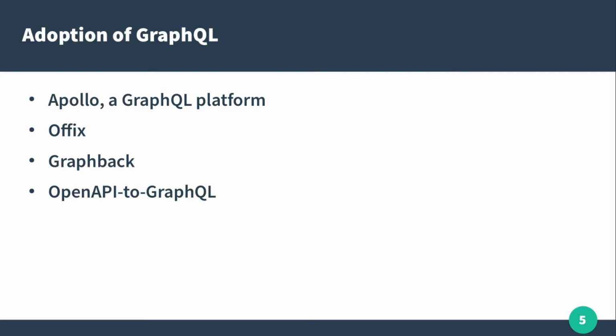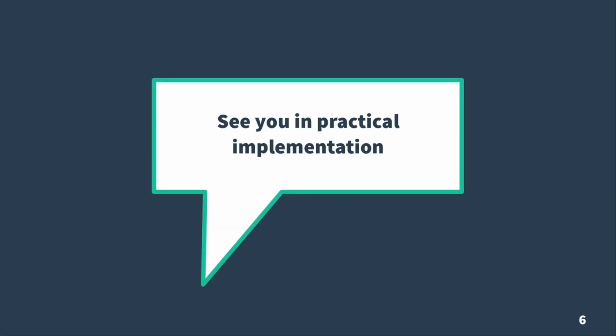Graphback, a command line client for generating GraphQL enabled Node.js servers. OpenAPI to GraphQL, a command line interface and library for translating APIs described by OpenAPI specification or Swagger into GraphQL. That's all about GraphQL you need to know. Okay, next we'll implement this GraphQL in our project and we'll see how it works in practice.